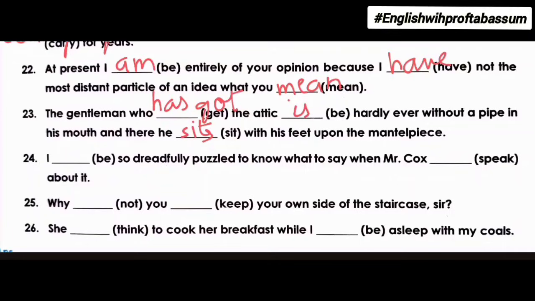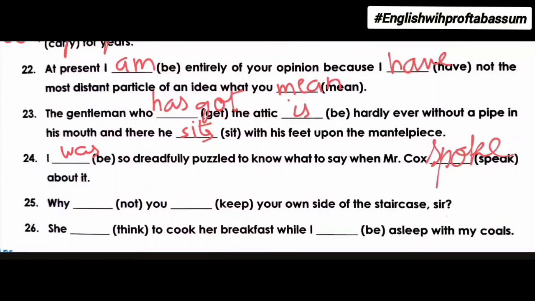Next question: I (be) so dreadfully puzzled to know what to say when Mr. Cock (speak) about it. So the rule is that the sentence is in past narration, so we apply the simple past tense rule. So be will change to was and speak will change to spoke.